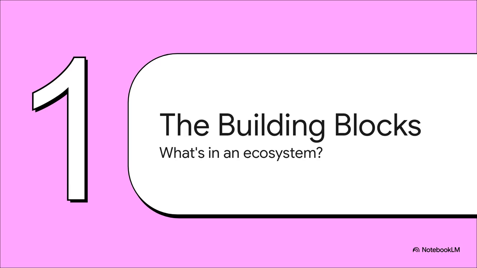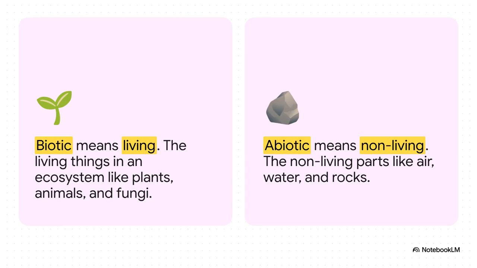Okay, first things first. Every single ecosystem, I don't care if it's a giant forest or just a tiny puddle, is made of the same two types of building blocks. So let's check them out. Here they are, our two main building blocks, biotic and abiotic.